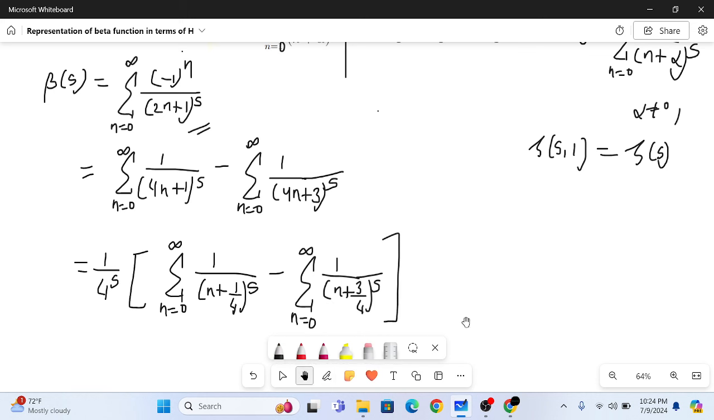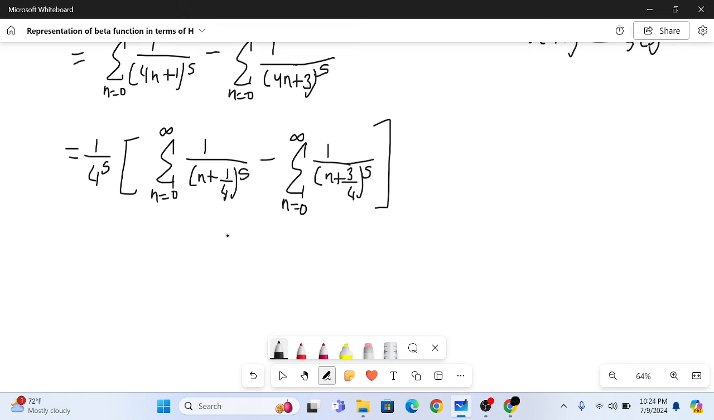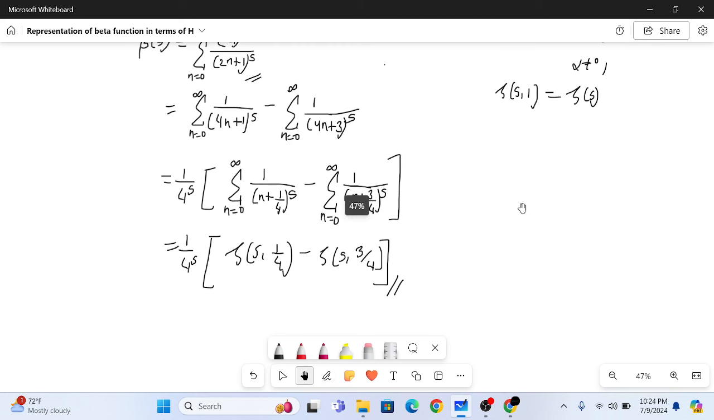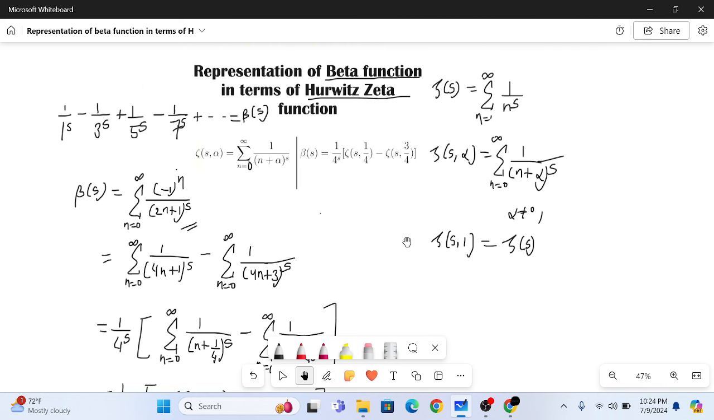Now after this, we know that we can take this in terms of Hurwitz Zeta, because alpha is just 1 by 4, and the power of the denominator is just s. So what I can say is 1 by 4 to the power s times the Hurwitz Zeta of s comma 1 by 4 minus again the Hurwitz Zeta of s comma 3 by 4. So this is the representation of the beta function in terms of the Hurwitz Zeta function: 1 by 4 to the power s, Hurwitz Zeta of s comma 1 by 4 minus Hurwitz Zeta of s comma 3 by 4. And yeah, that is the correct answer.